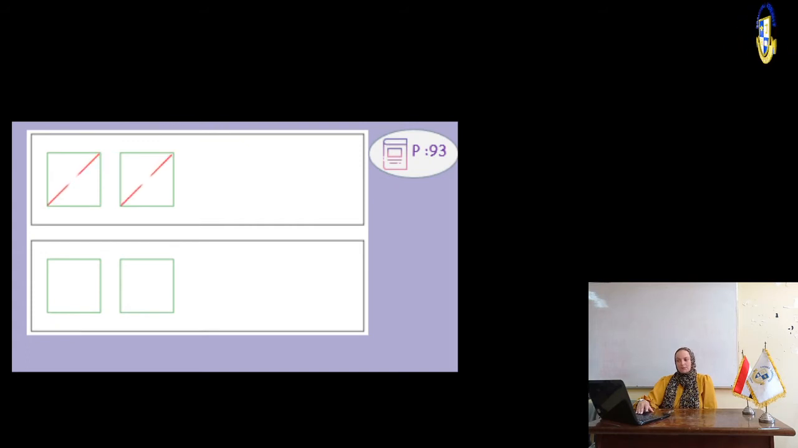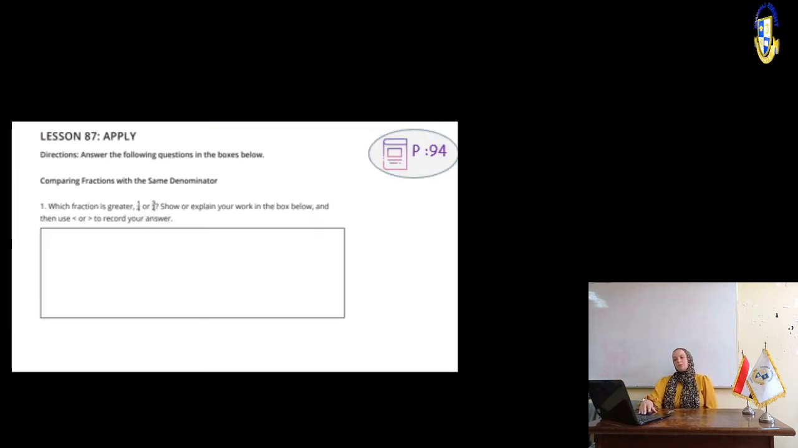Now in the next page, answer the following question in the box below. Compare fractions with the same denominator. Which fraction is greater, 1/4 or 3/4? Show or explain your work in the box below and then use smaller than or bigger than to record your answer. 1/4 and 3/4 have the same denominator. Same denominator means normal fractions. Normal fractions means we are going to compare the numerators only. So here 1/4 and 3/4, 3/4 is bigger than 1/4.